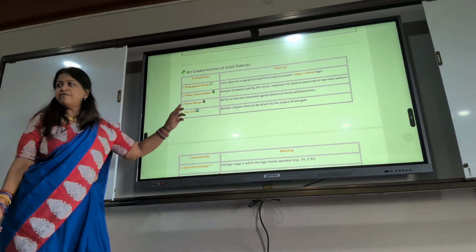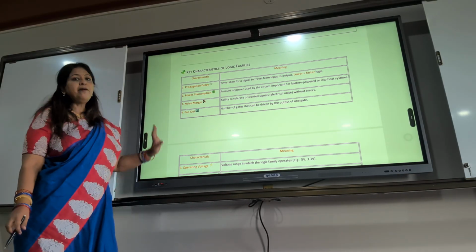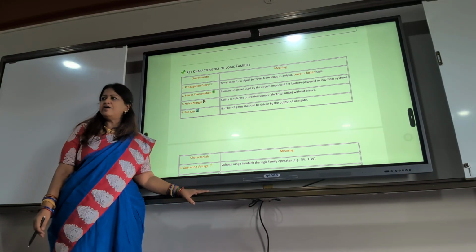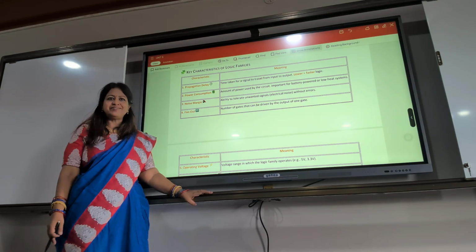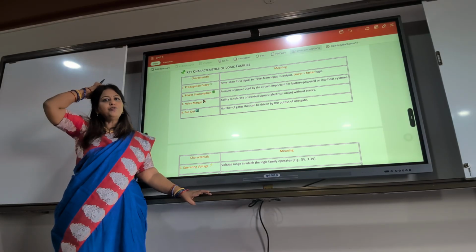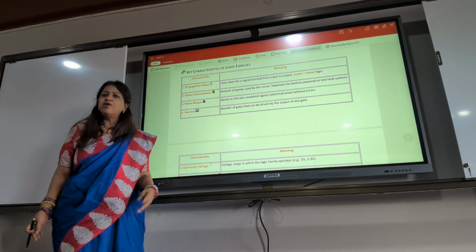Then characteristics of logic family. This is very, very important. This is a sure question for you. So propagation delay. Propagation delay is what? How much time the output takes to respond to the change in the input. If the input changes from 0 to 1, if it is an inverter, how long it takes for the output to go from 1 to 0?